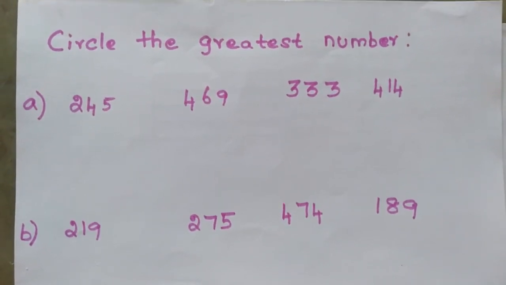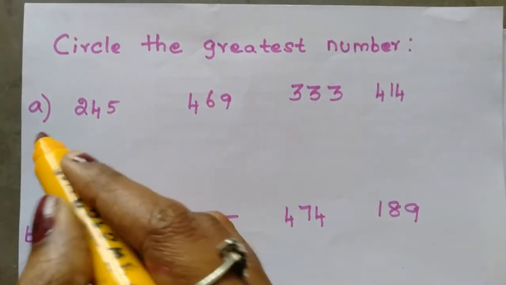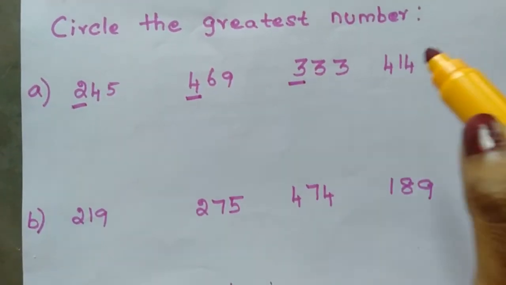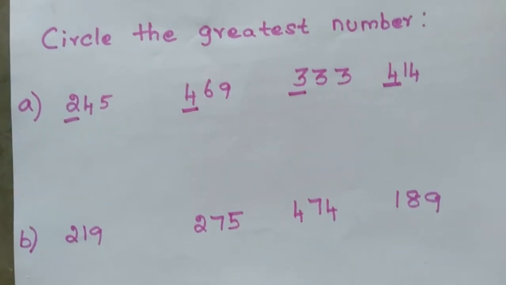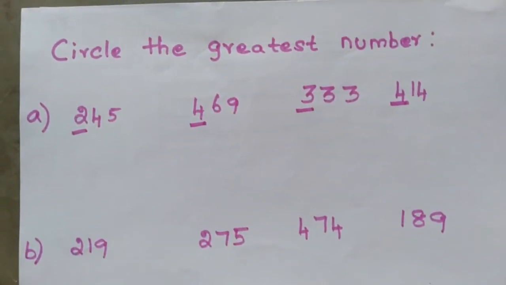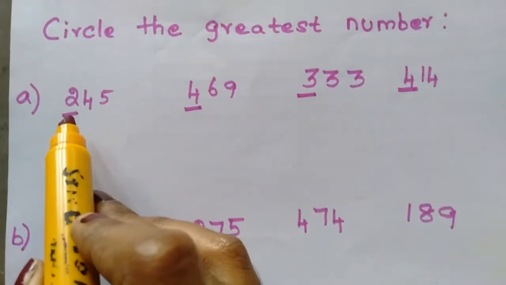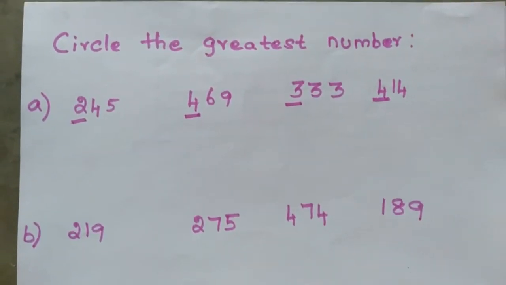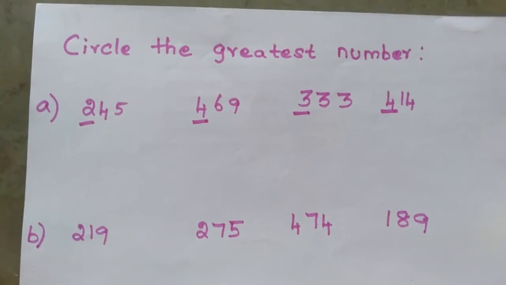So you have to check first in the hundreds place. This is 2, this is 4, this is 3, this is 4. First you have to see which number is greater: 2 or 4 or 3 or 4. Which number is greater? 4 is the greatest number, right?